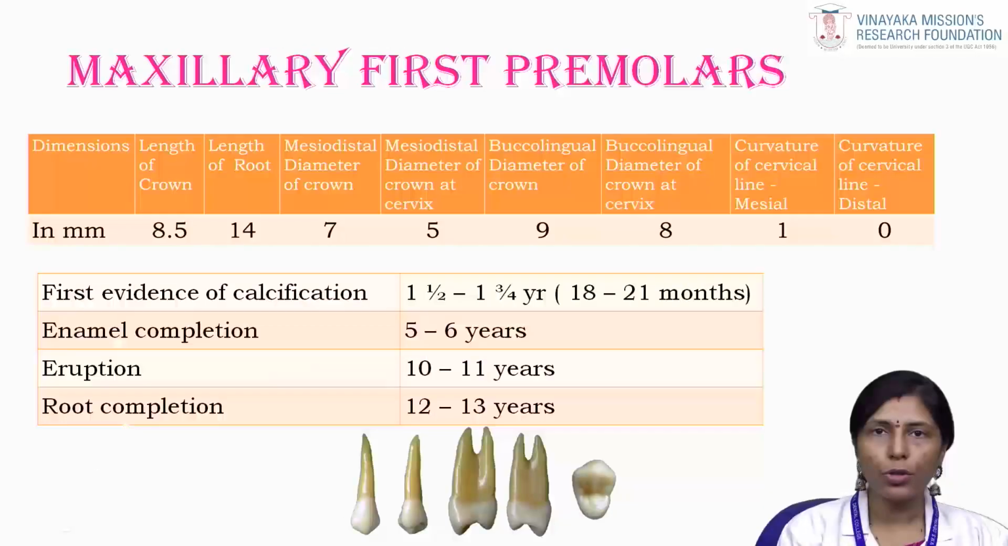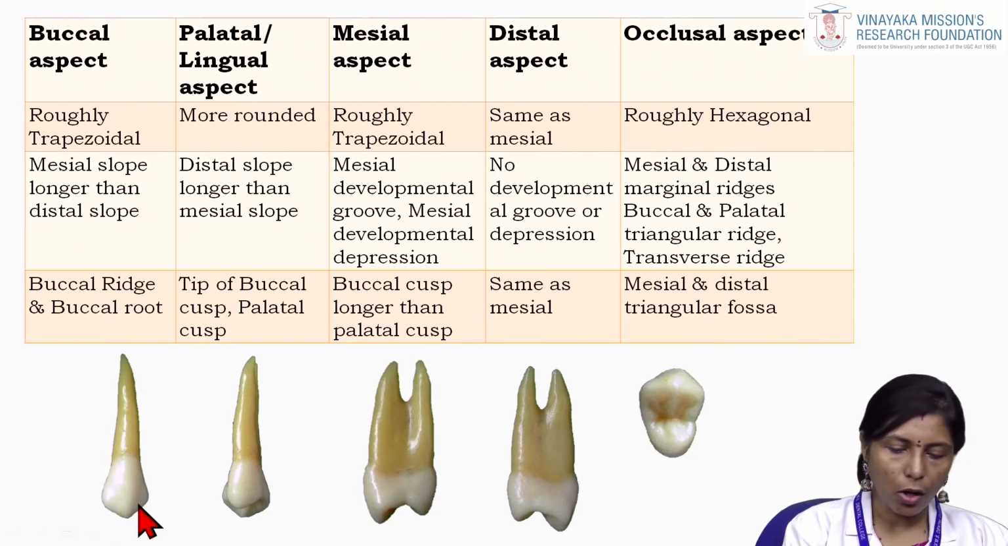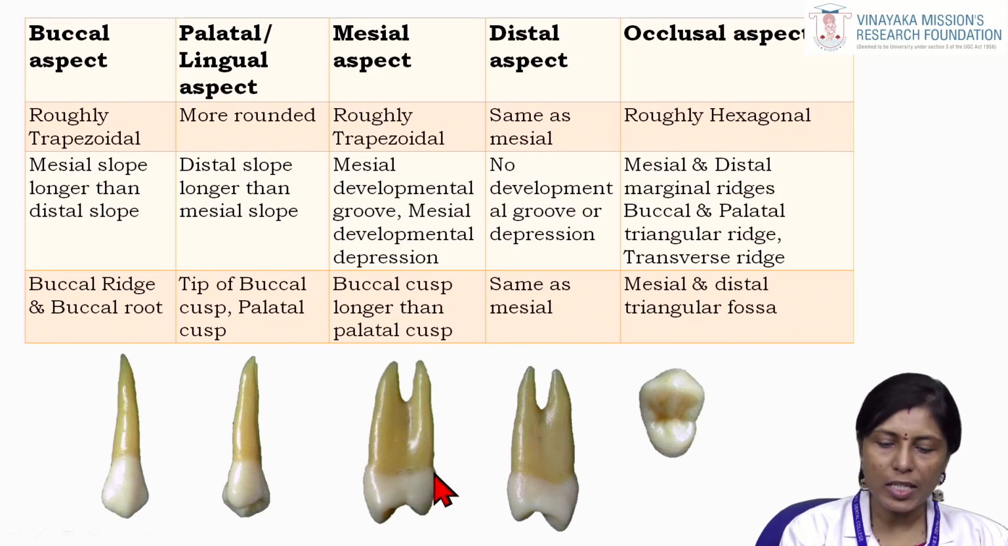To conclude, you now know the dimensions of the maxillary first premolar, the chronology of the maxillary first premolar, and the different aspects of the tooth. You can see the buccal aspect is roughly trapezoidal. As I have already said, the longest side is going to be towards the occlusal surface, whereas in the case of the mesial aspect the longest side is going to be towards the cervical line. That is the basic difference, and the mesial slope in the buccal aspect is longer than the distal slope.